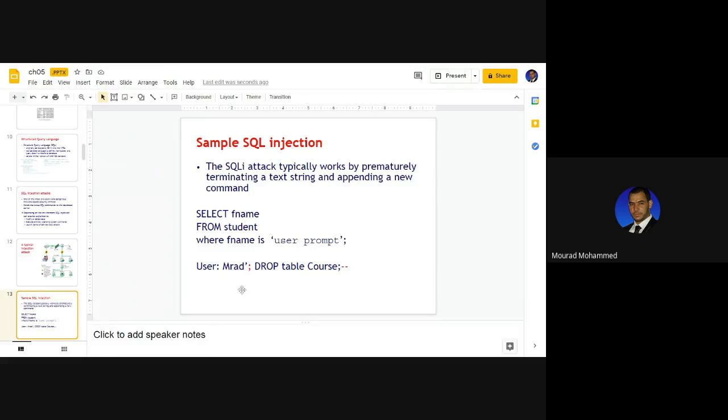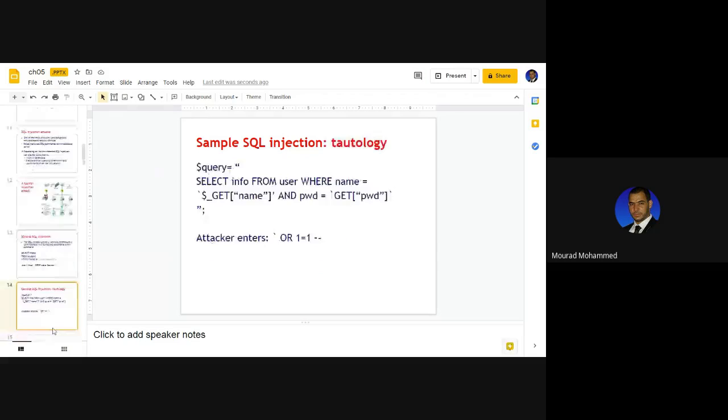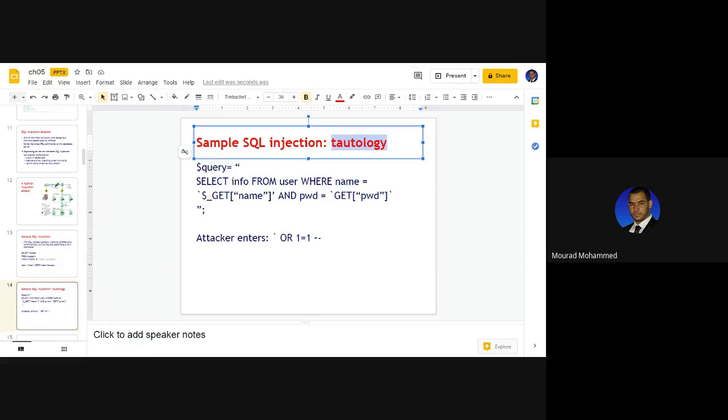So I come back. Yeah, so let's continue. Another example is the tautology. The tautology is another example of SQL injection. Actually, I was expecting to get a question from you.